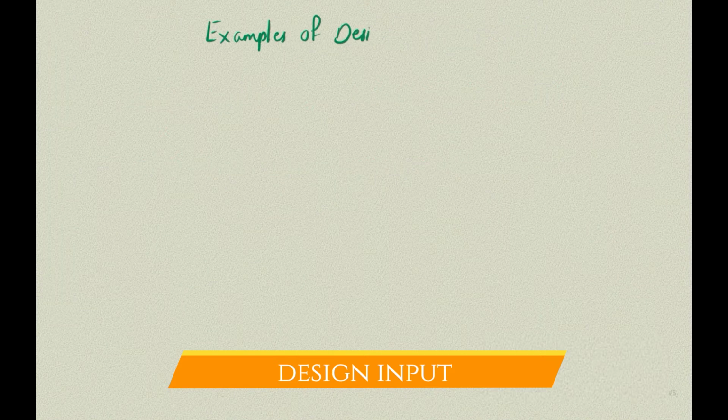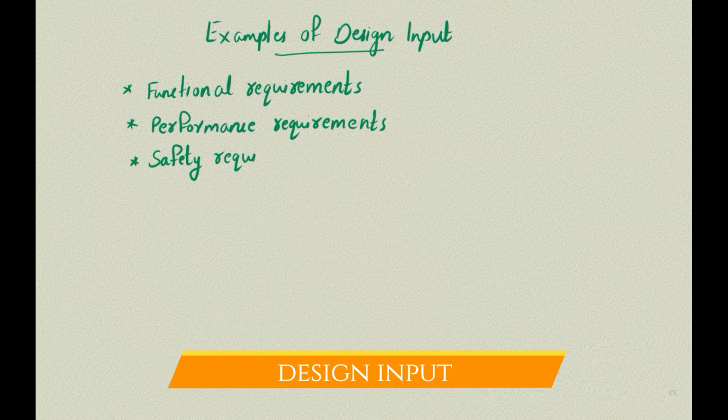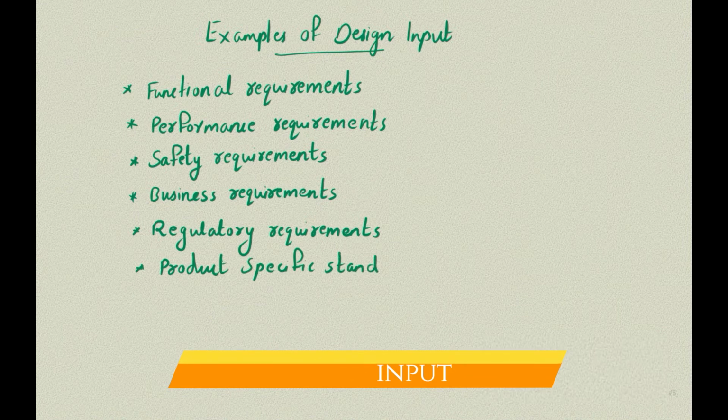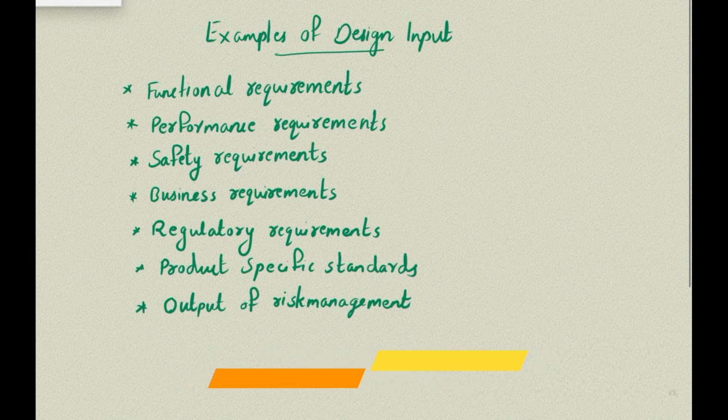Let's see some of the examples of the design input. As you know, the design inputs are the initial requirements of the product. The initial requirements can be a functional requirement, a performance requirement, a safety requirement, a business requirement, or a regulatory requirement. That can be specific to the product standard you are going to develop, or it can be an output of risk management. So there are a lot of different ways to get the design inputs. Also, some of the information can be taken from the predicate devices.